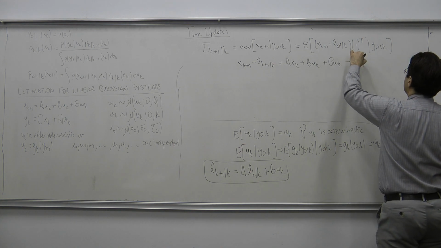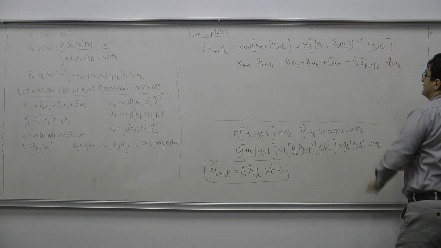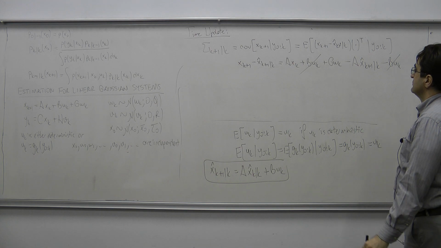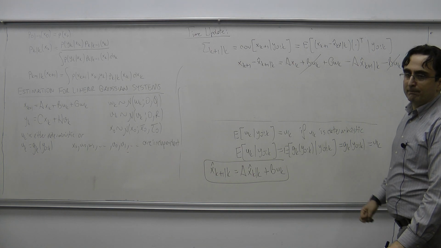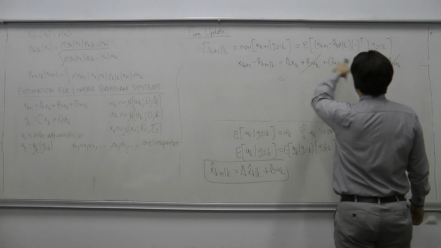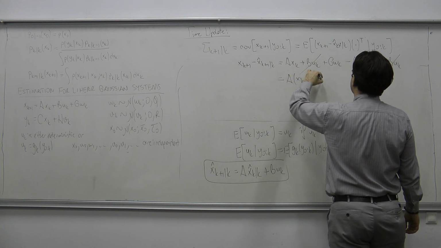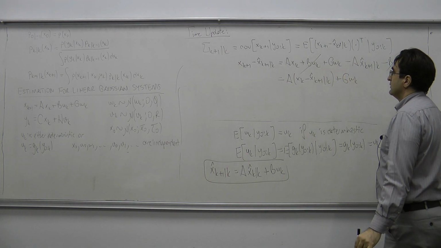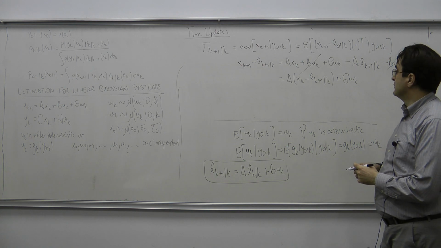It is A times x hat k given k plus Buk. So we see that these Buk terms are canceling here. So whatever covariance I'm going to find is going to be independent of uk. It's not going to depend on the input. And I can here take a parenthesis, A times xk minus x hat k given k, plus Gwk. And then I need to take the covariance of this thing.